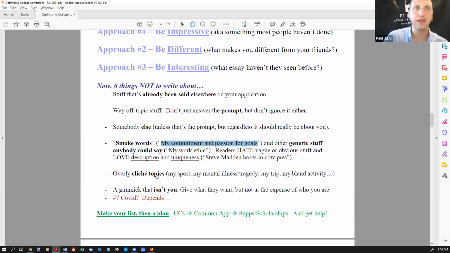Overly cliche topics like my sports, my mental illness or tragedy, my trip, my bland activity that everyone kind of really does. I take a less hard stance on these. There are some essay coaches out there that say do not ever write a sports essay. I'm not that harsh because there can be a good sports essay still.